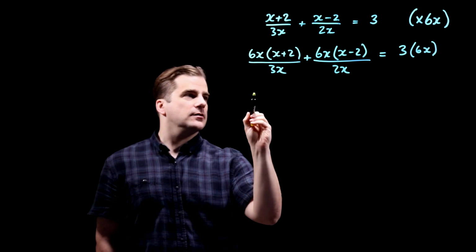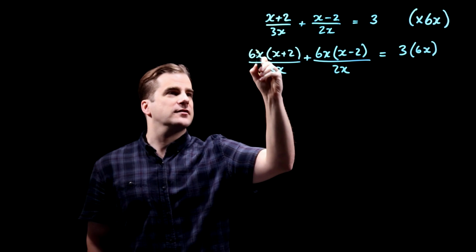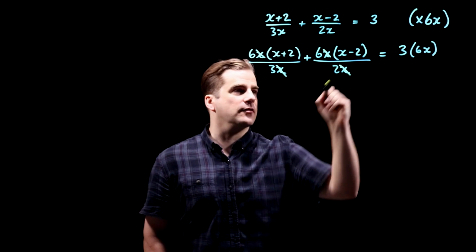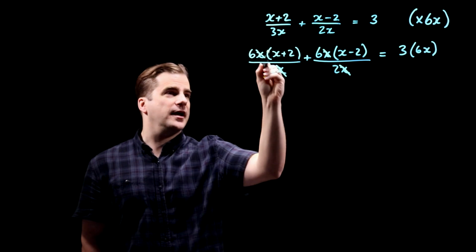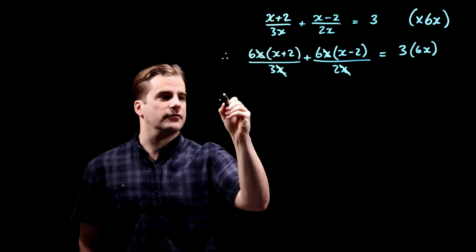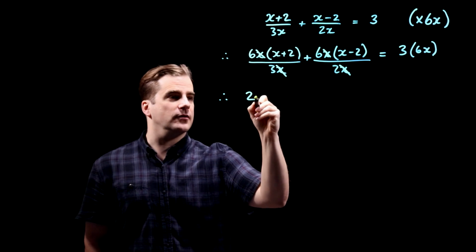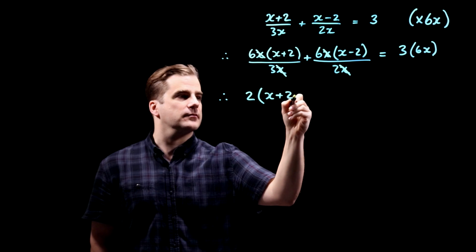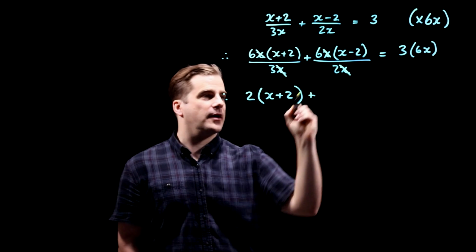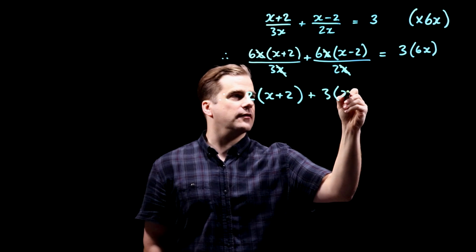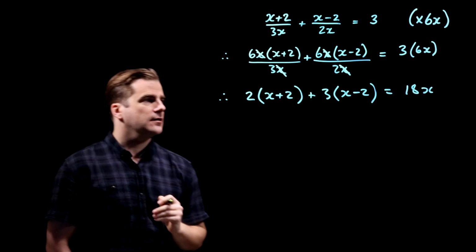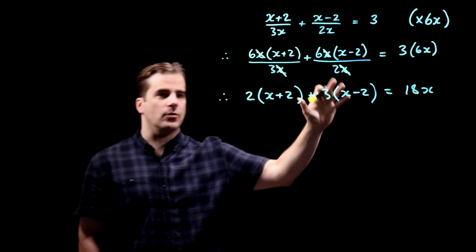And now, watch what happens. We get nice cancellation. Got x on the top, x on the bottom, so they can go. Same here, x on the top, x on the bottom. And what we're left with here is 6 divided by 3, which is just 2. So that becomes 2 and then the bracket. You see, you've got everything off the bottom. Same here. 6 divided by 2 is 3, and then the bracket. 3 times 6 is 18x. So look at that. We've got everything off the bottom all at once.